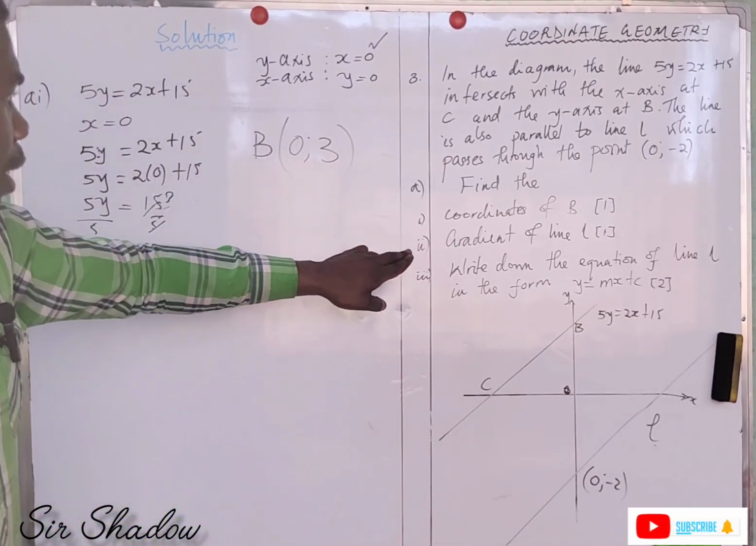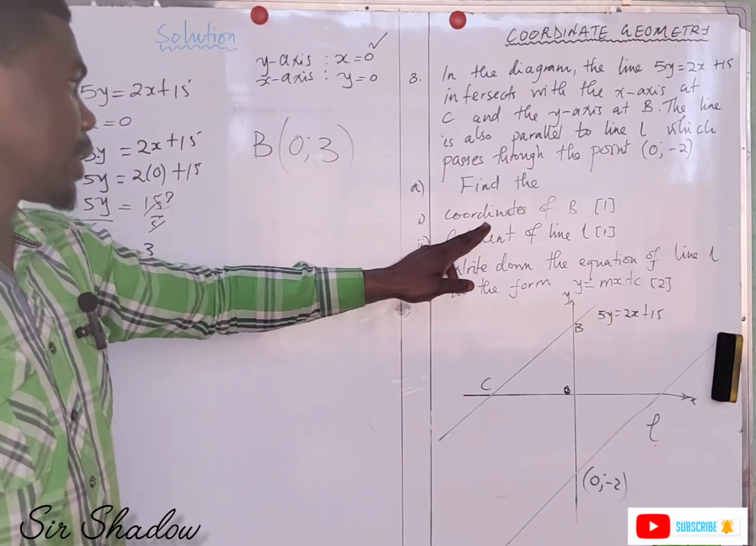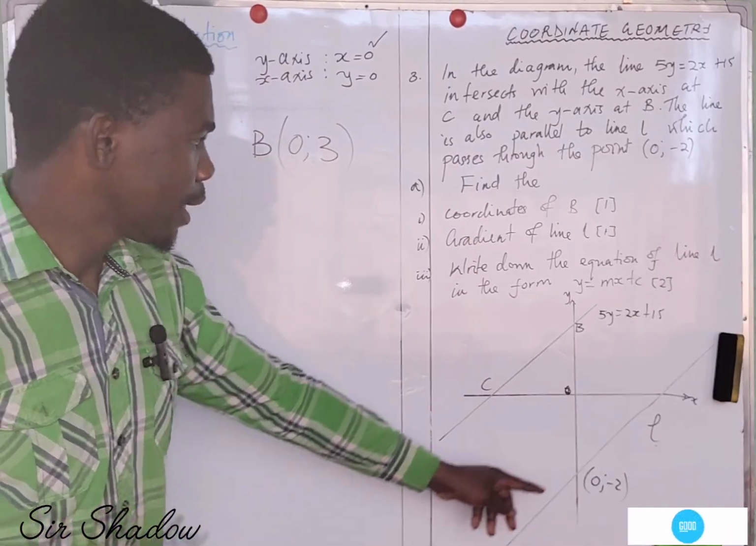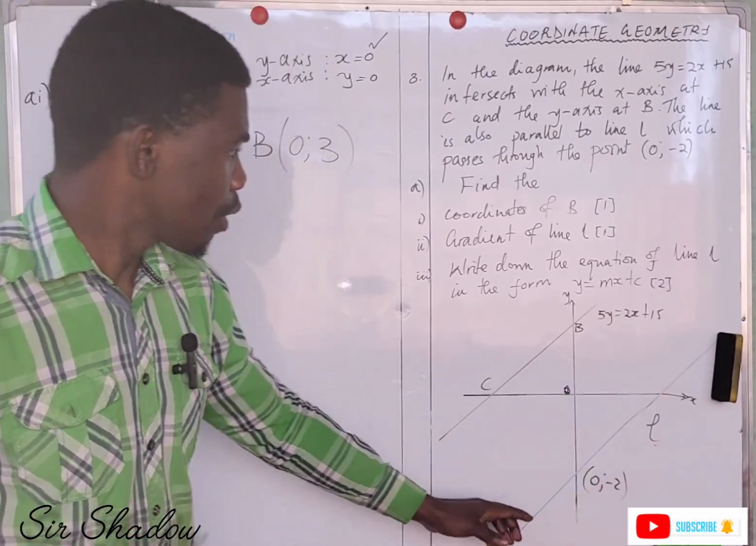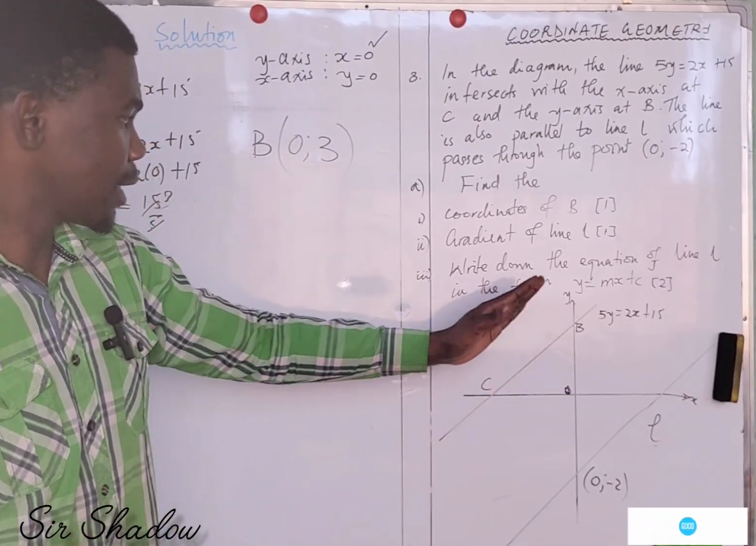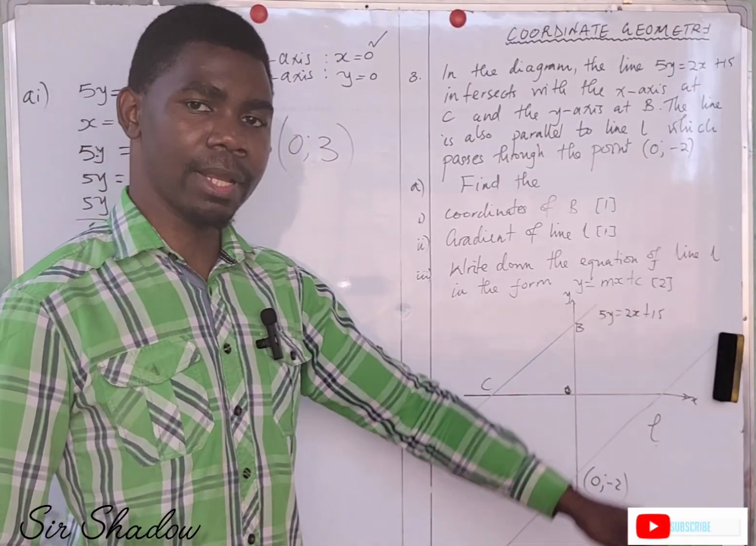All right. So let's consider part B. Gradient of a straight line L. We want to find the gradient of this straight line L, which is parallel to the line 5y equals x plus 15.